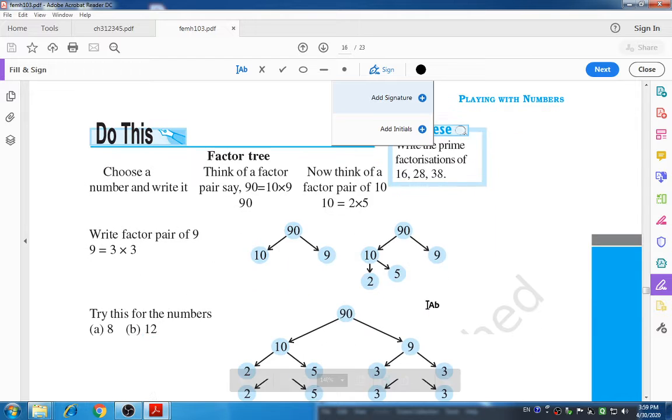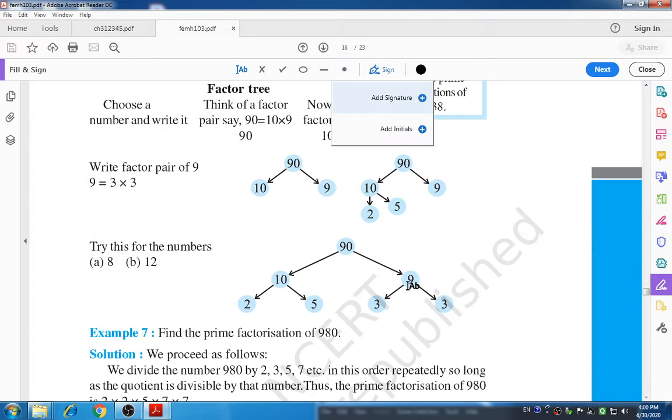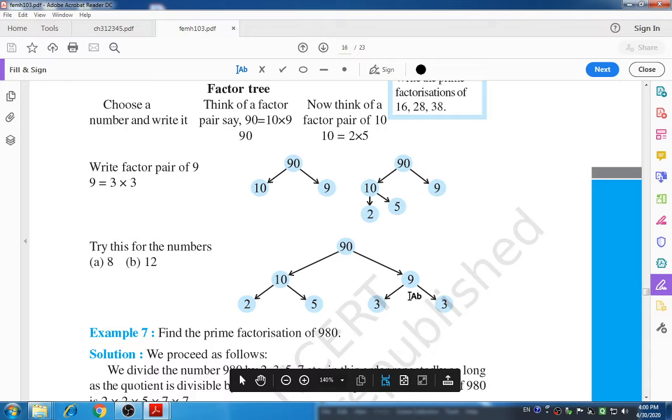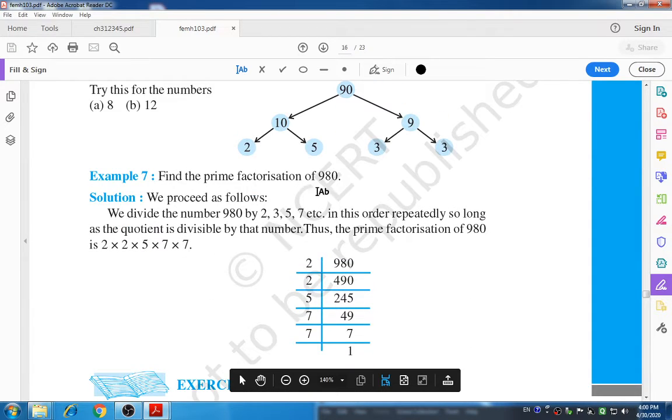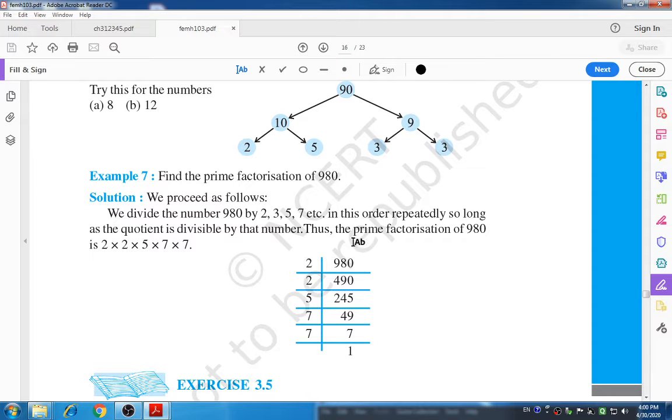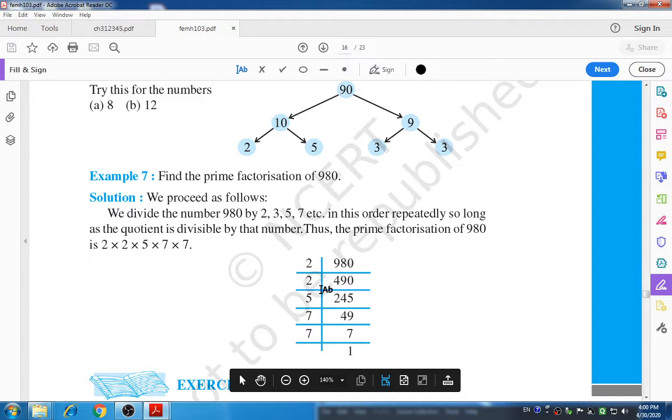Look carefully. Now we have to find the prime factorization of 90. 90 can be factorized into 10 × 9, and this 10 is again factorized into 2 × 5. Again this 9 is factorized into 3 × 3. Like this we can solve the prime factorization of 90. Now find the prime factorization of 980, or with the help of this method also we can find the prime factorization.